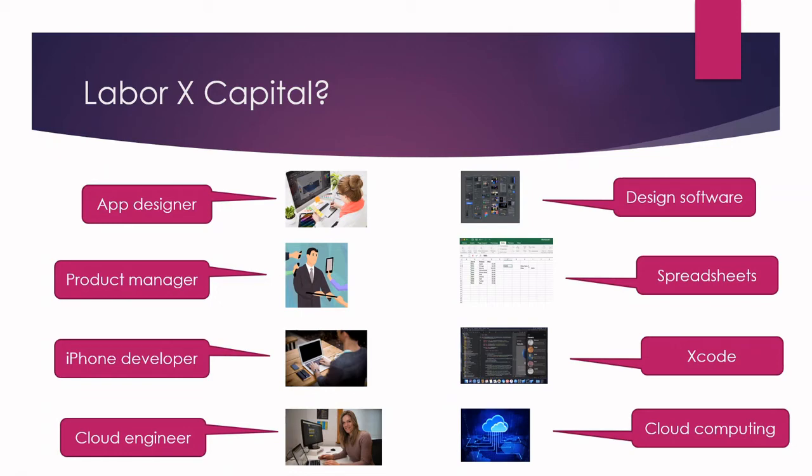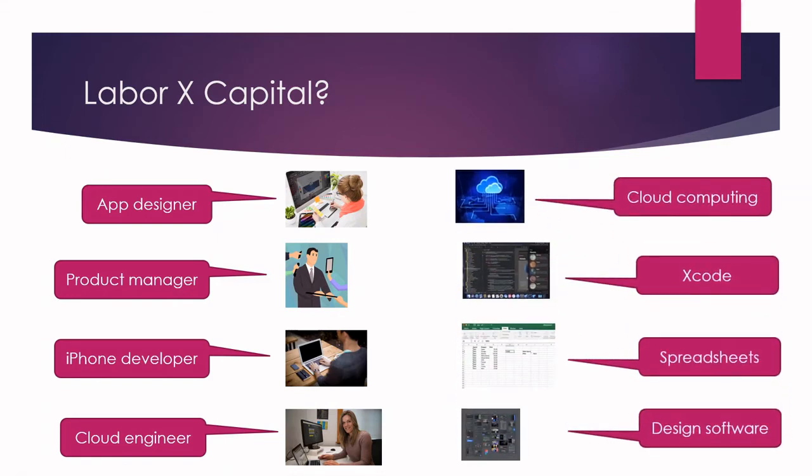If it's matched up like this, my contention is that this aggregate L and aggregate K could do a lot of good. They could produce a lot of good value for the economy. But let's just do this. Let's switch them up, right? Suppose we have the app designer working on the database and the cloud computing infrastructure. The product manager is writing all the iPhone code. The iPhone developer is managing the product with spreadsheets and Word documents and issue trackers. And the cloud engineer is doing the design of the look and feel of the application.